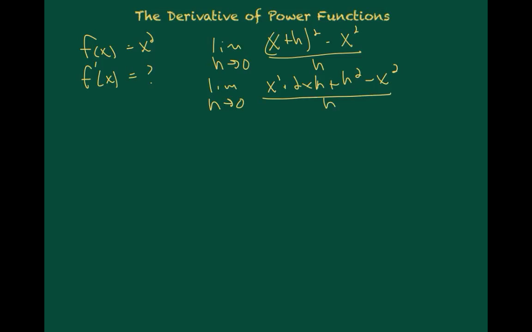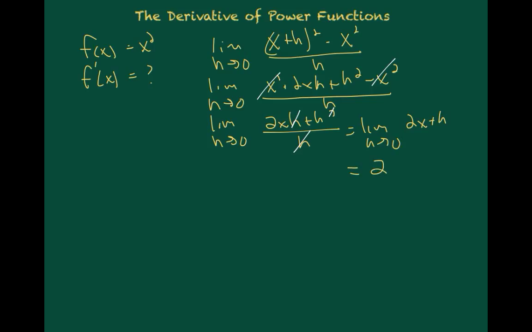And when I simplify that, just as we did in class, we'd see that the x squareds are going to cancel out, and I'm left with 2xh plus h squared over h. Now, when I cancel out the h's, I'm left with a limit that is just 2x plus h. Now, as I take that as h goes to 0, I see that the derivative of x squared is 2x.